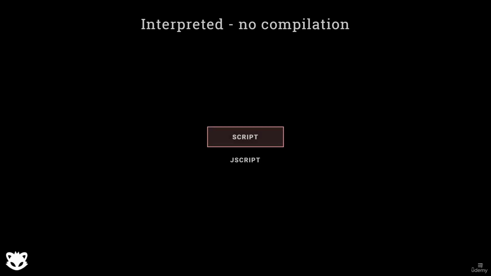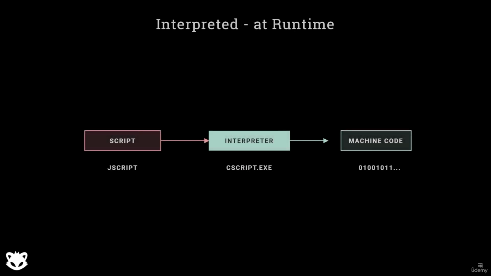Interpreted is, well, the easiest of them. You just have the script, there is no compilation, and at runtime, this script is executed by some form of interpreter. In this example, it's JScript, which is executed by cscript.exe, and that happens at runtime. But that means you as a reverse engineer have the script in front of you, and that's like the high-level language representation. So that's the best case.